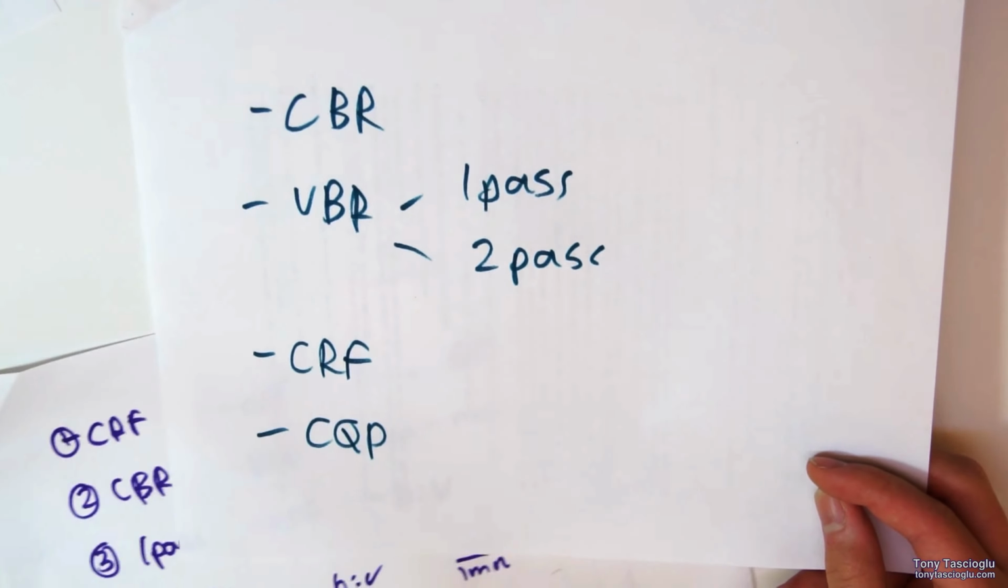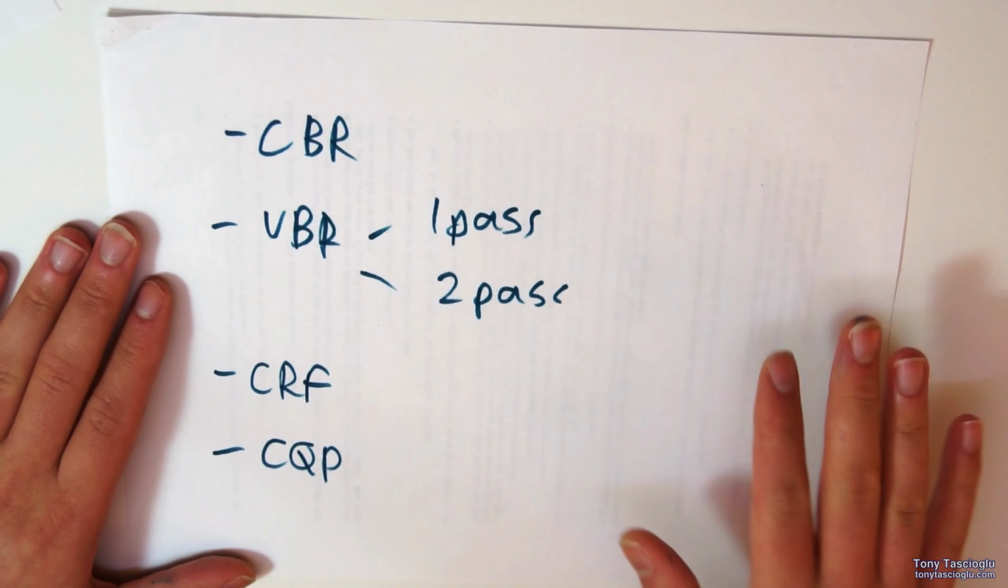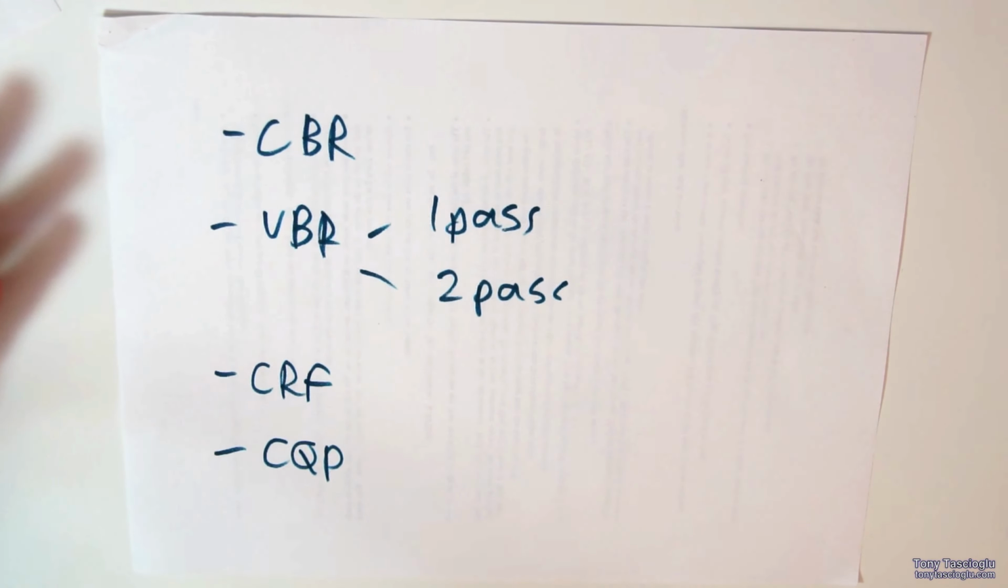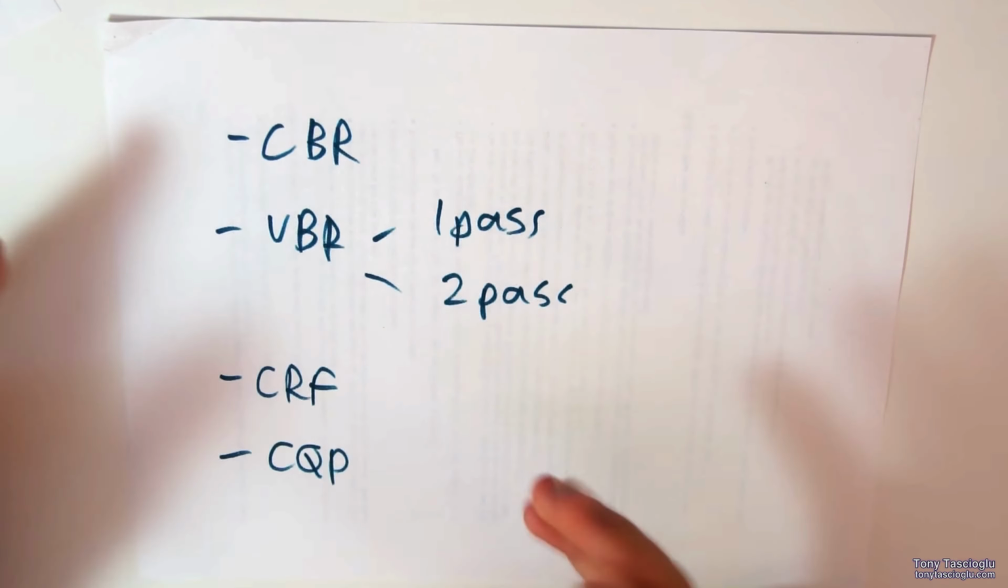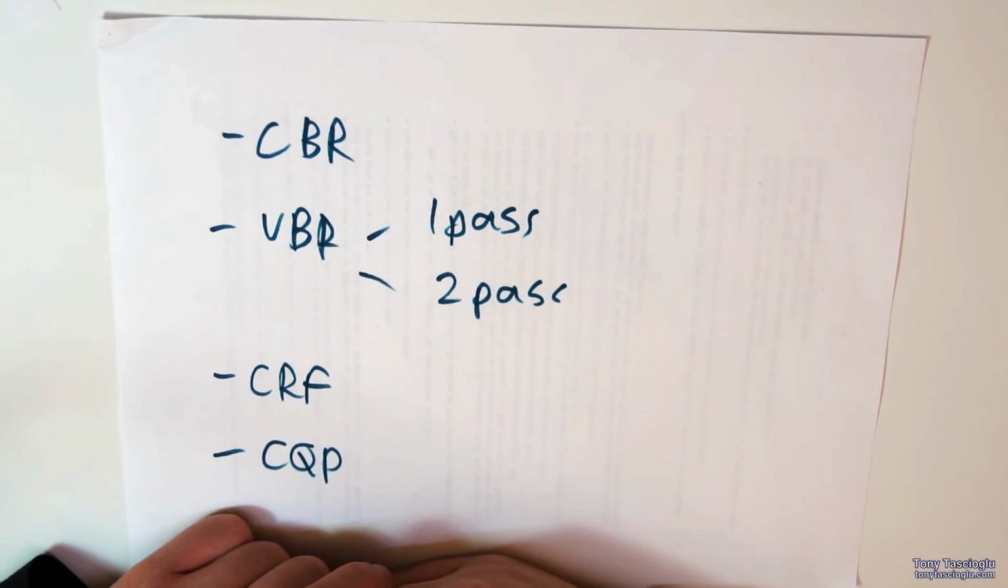Hopefully this helped you. Hopefully this has given you a good understanding of the essentials of the different video encoding types, what they all mean on FFmpeg, and why you might want to choose one over the other for particular applications.